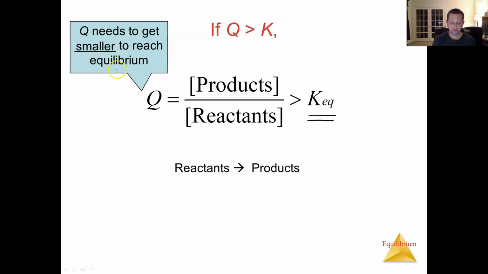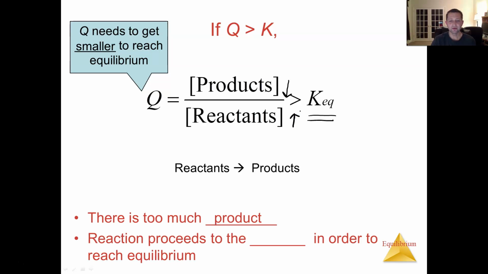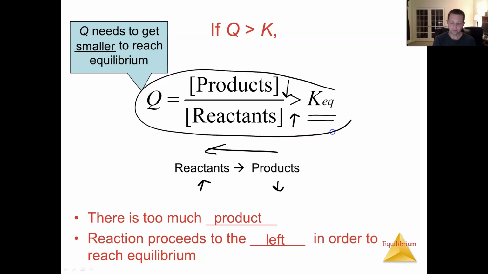How do we make Q smaller? We have to decrease the number of products and increase the amount of reactants. So with too much product, the reaction should proceed to the left in order to reach equilibrium. If I proceed to the left, my products will decrease and my reactants will increase, and that will help my ratio become equal to KEQ. Really important to know that.